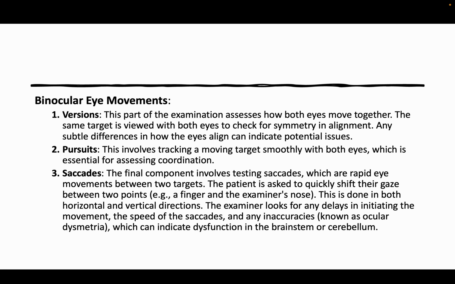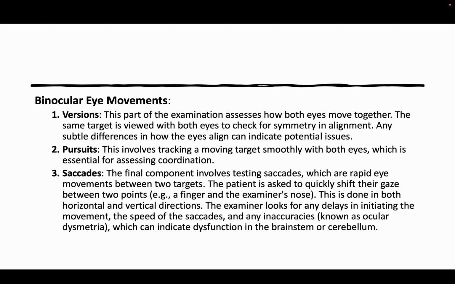How do you check for saccades? Put your two hands at the two extreme ends of the eye field of vision, and ask them to suddenly shift their vision from one finger to the finger of the other hand. Like one finger at the extreme left and one finger at the extreme right, and you have a nose in between. So you ask for a sudden shift of vision: left, then right, then nose, then left, then right, left, nose. This will tell about the saccades.